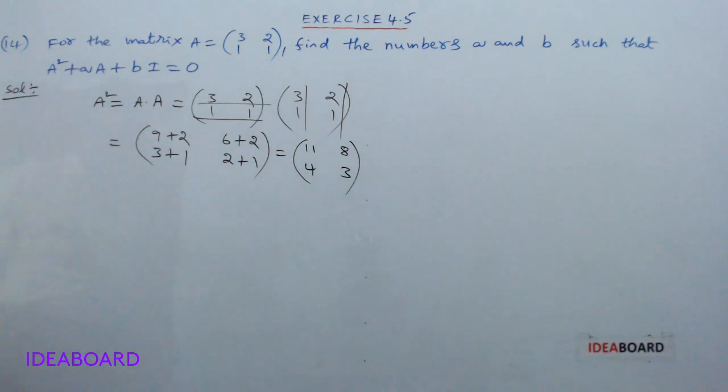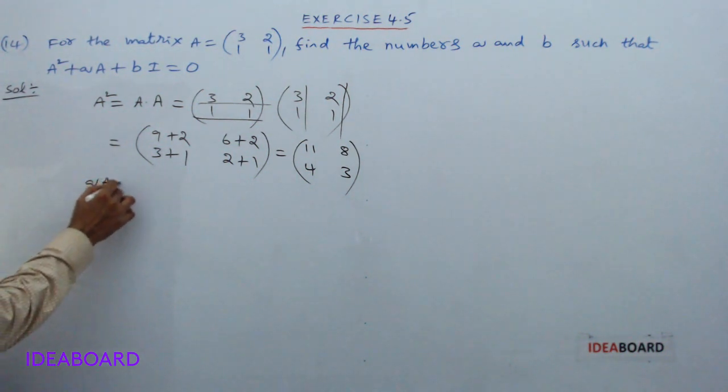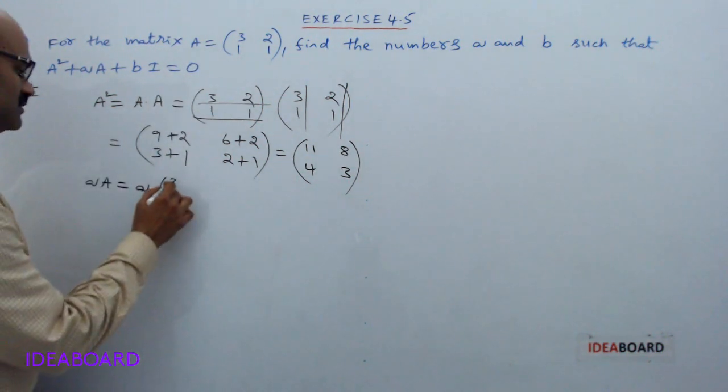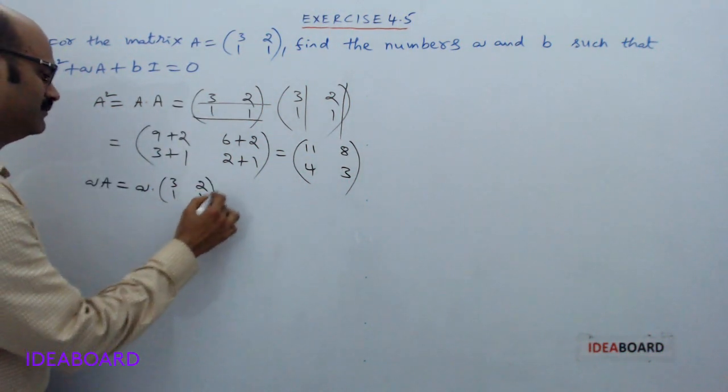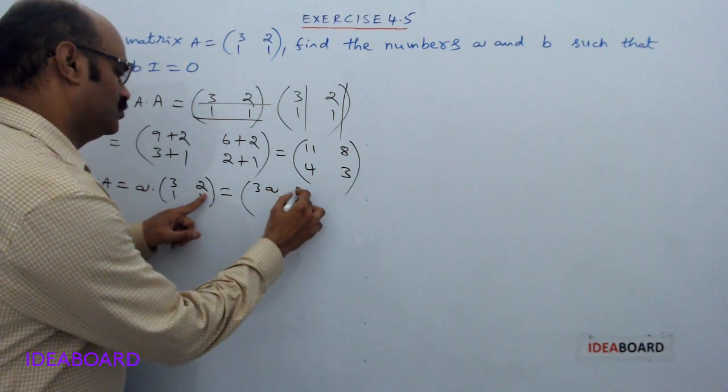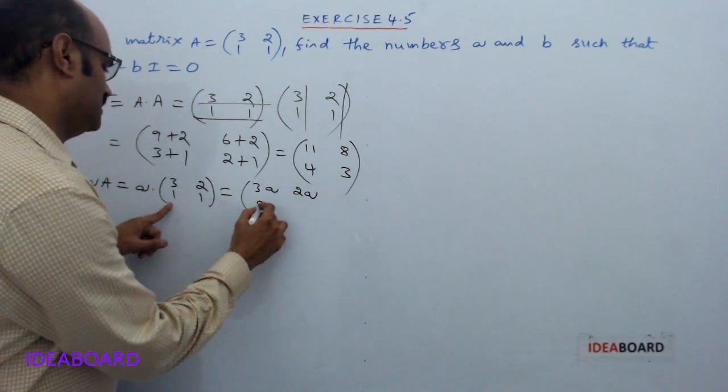A into matrix A equal to 3 2 1 1, so 3A, 2A, A.